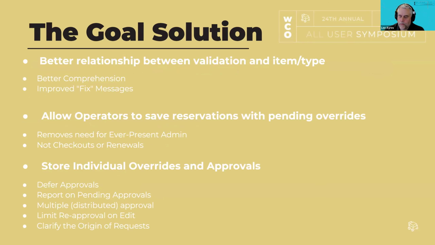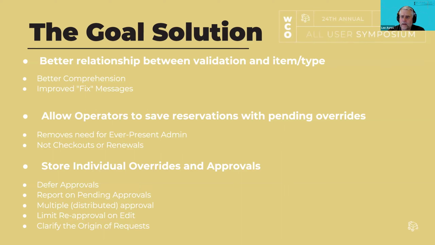So the goal that we're working on for the next release is to improve the relationship between validation and the specific item on an allocation. First of all, we want to work on the messaging. We want to make those error messages clearer, but we also want to make it as obvious as possible to the end user what they need to do to fix the problem. For example: there are too many of this item, you need to remove 2, or convert 2 into a request.